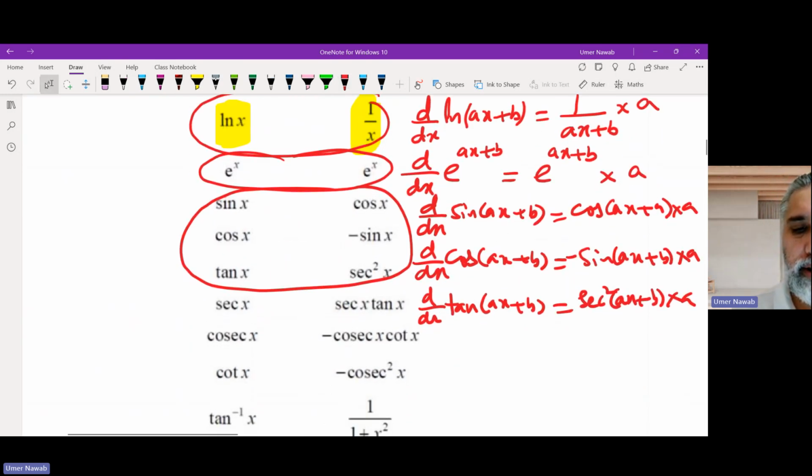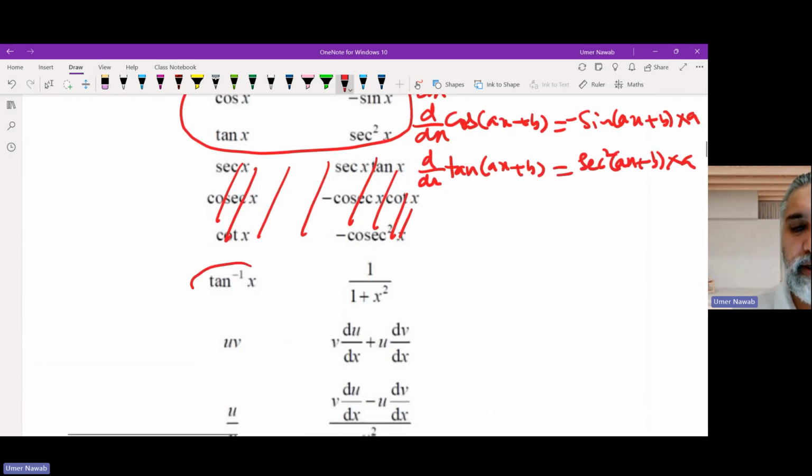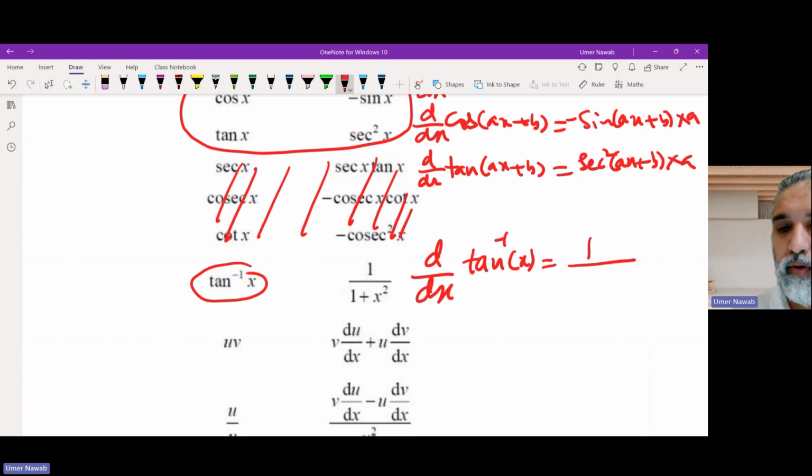Right? This is not needed. Then this is needed for the exam: the derivative of inverse tan of x, which is 1 over 1 plus x squared. Clear? So this is needed.